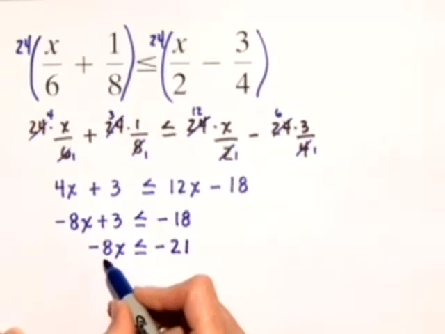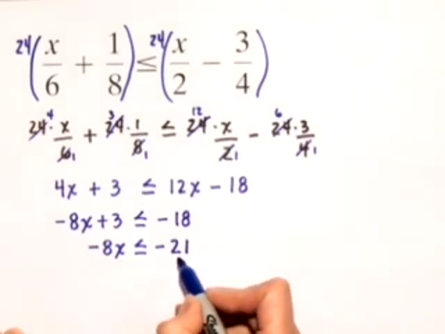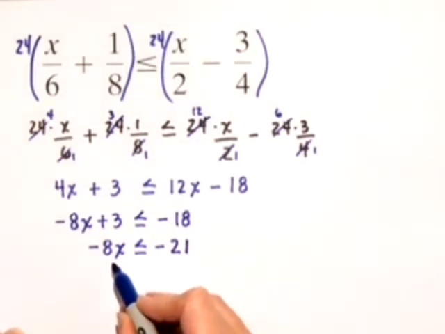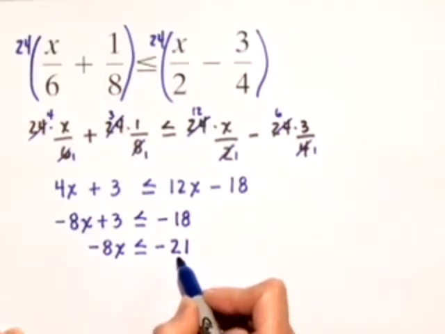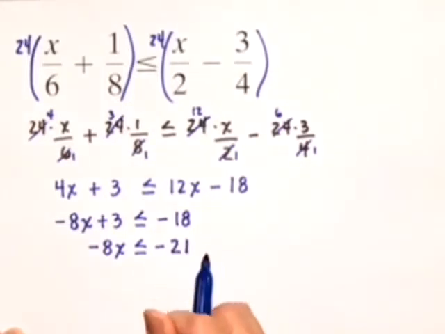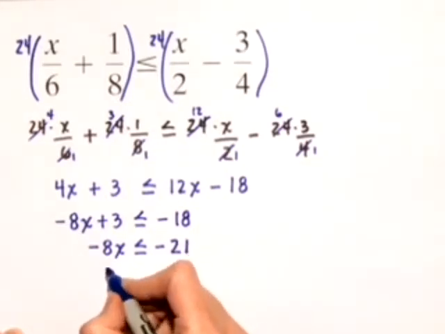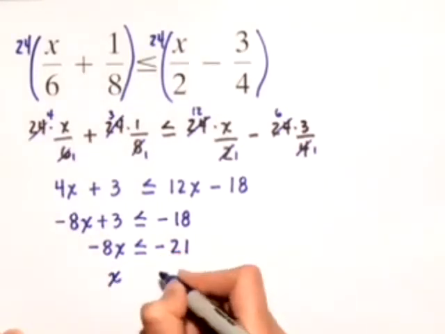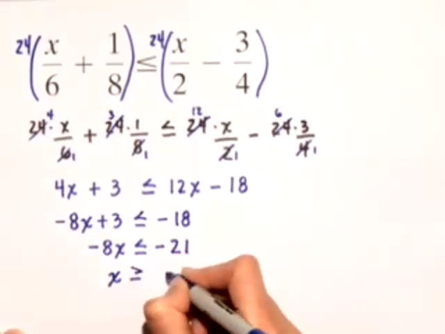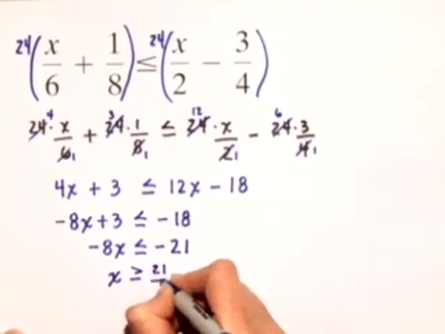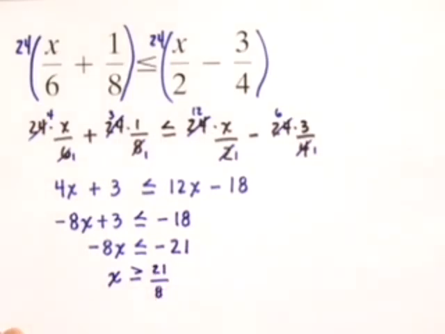Finally, we're going to divide both sides by negative 8. Remember, any time you multiply or divide an inequality by a negative number, you reverse the direction of the inequality. So when we divide both sides by negative 8, x is greater than or equal to positive 21 over 8.